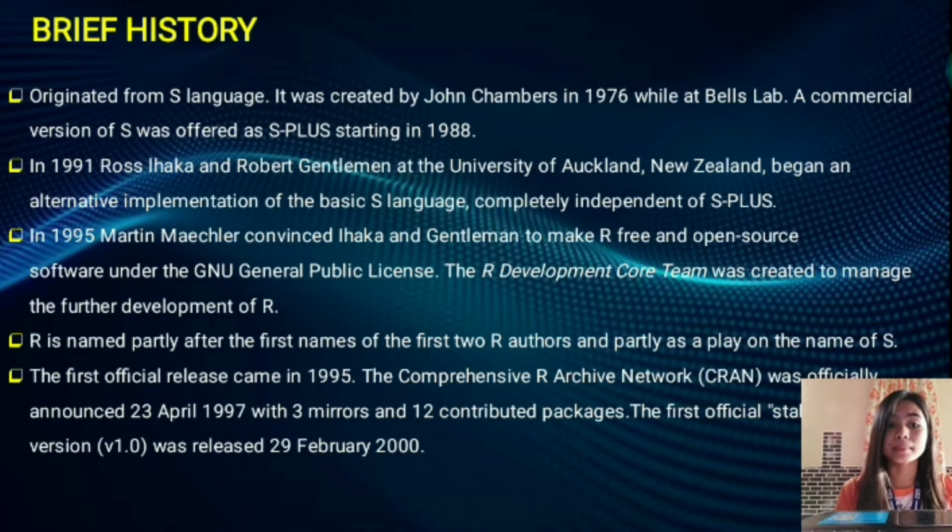The Comprehensive R Archive Network, or CRAN, was officially announced on 23rd of April 1997, with 3 mirrors and 12 contributed packages. The first official stable beta version was released on 29th of February 2000. So that was the brief history of the R programming language.